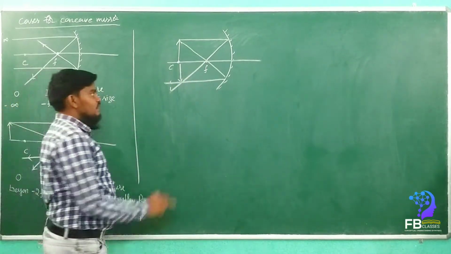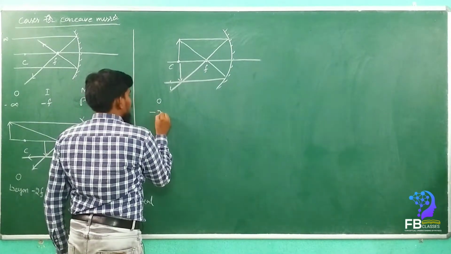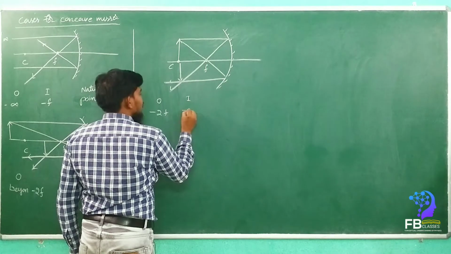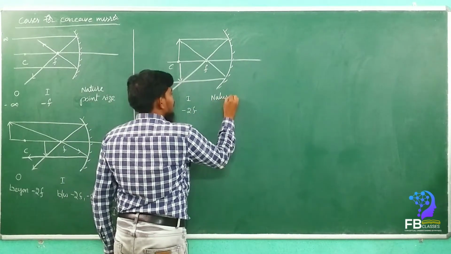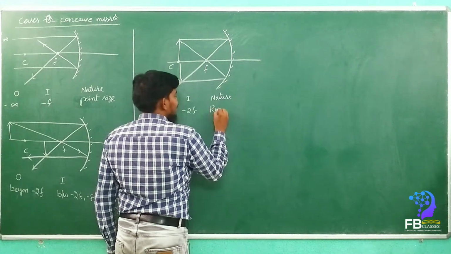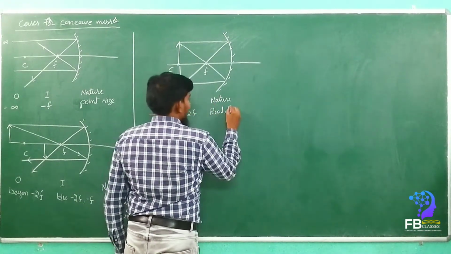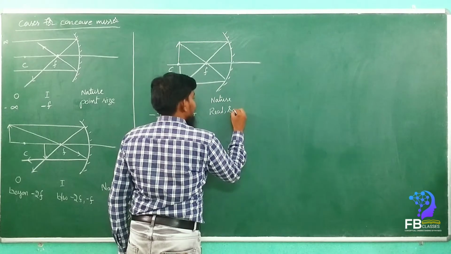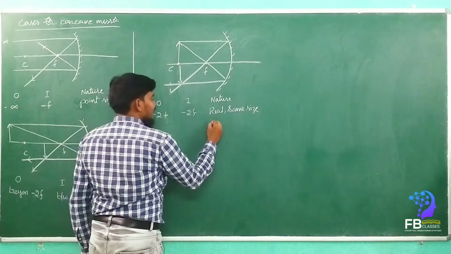Yes or no? See here, the object is placed at C, minus 2f, and the image is formed at minus 2f. And what is the nature, my dears? The nature says that it is real. Yes or no? Yes, sir. It is real, same size and inverted.